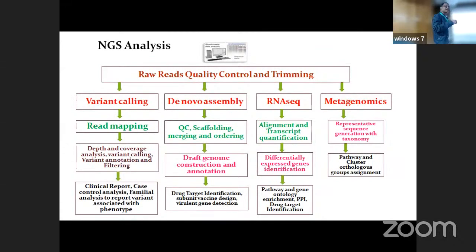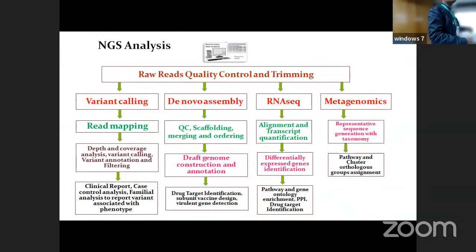After that, what is the outcome? Clinical report generation, case-control analysis. For example, you may want to study in discovery mode, where you want to discover something. A clinical report means whatever is discovered, you use that information to say whether this person has the disease or not. But when you work in discovery mode, you want to identify new variants associated with the phenotype. So you can do case-control analysis and familial analysis. All those things you can do.